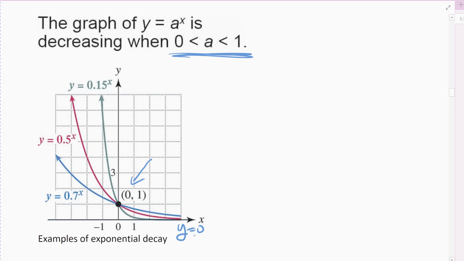Those are the properties of the exponential function that hopefully you're familiar with. We'll stop there. We'll pick up the next set of notes in the next video.